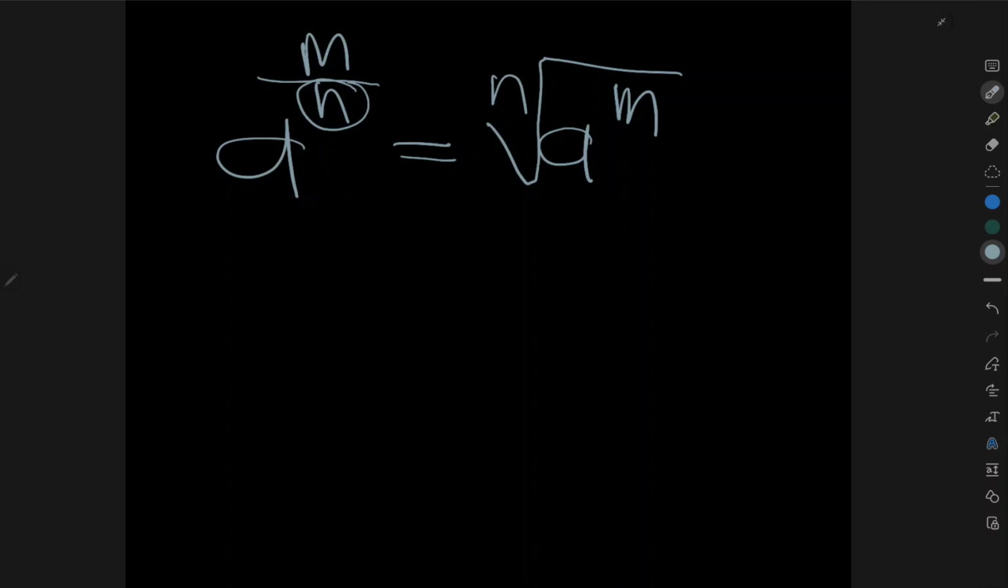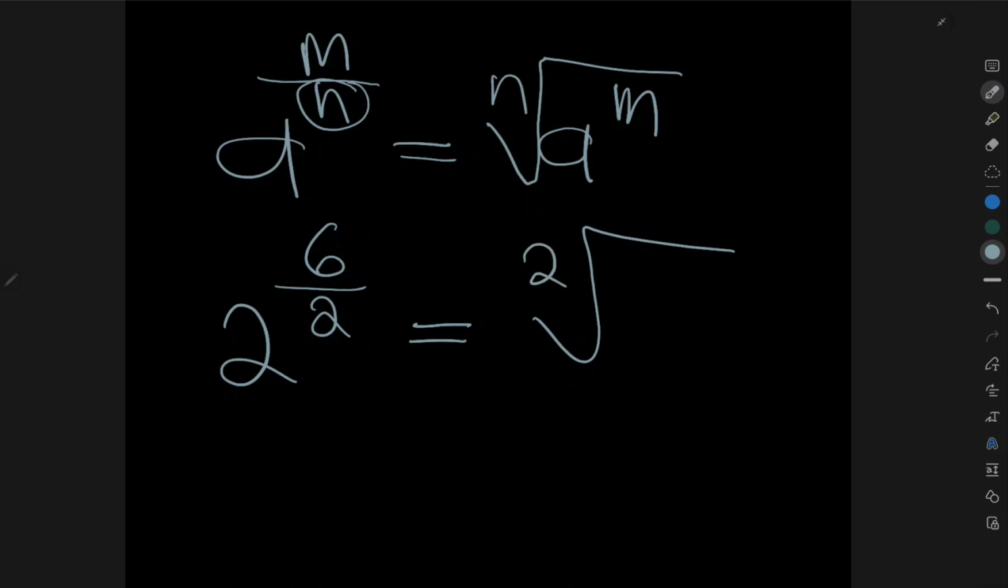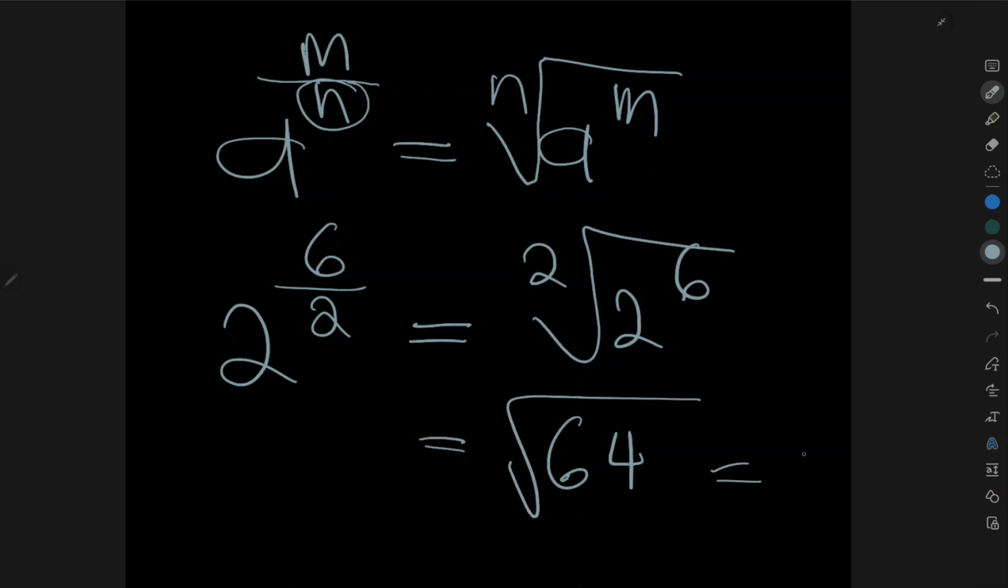So let's just use a numerical example so you guys get to see how that's being applied. We know that 2 to the power of 6 over 2 will give us 2 to the power of 3, which is 8, right? But if we were to rewrite that, we just say the square root. The reason it's a square root is because the denominator is 2, and we're going to say 2 to the power of 6, right? Now we know that 2 to the power of 6 is the same as 64, and the square root of 64 is 8. So it still gives you the same value, right?